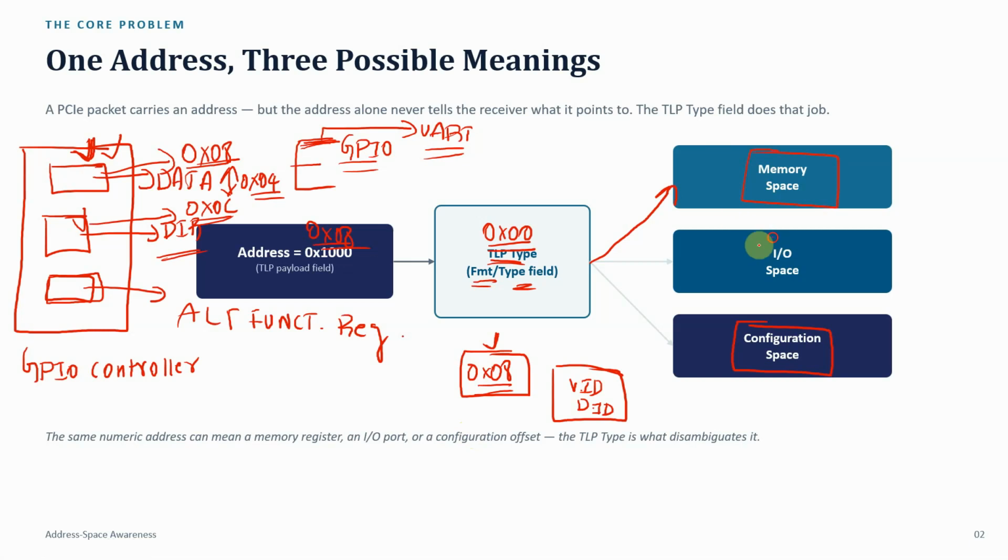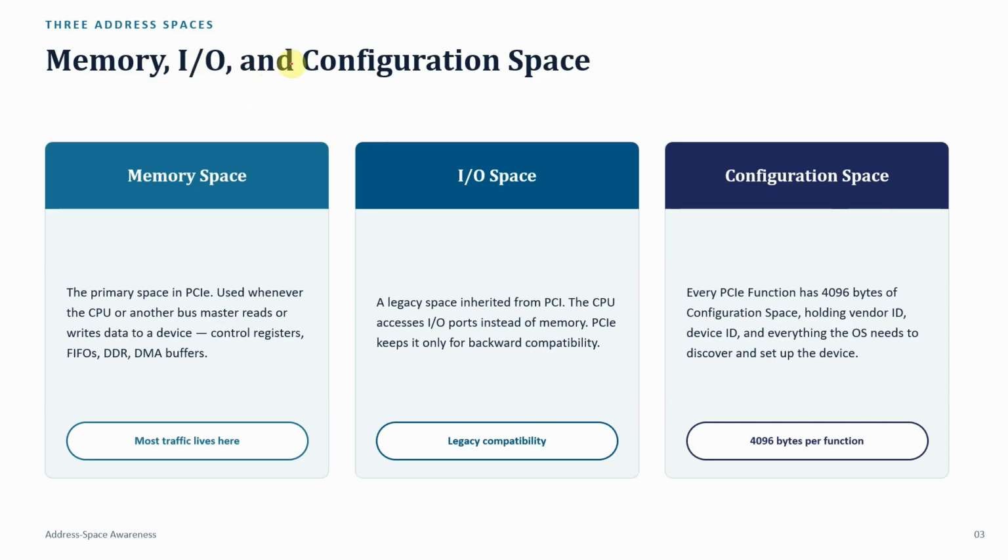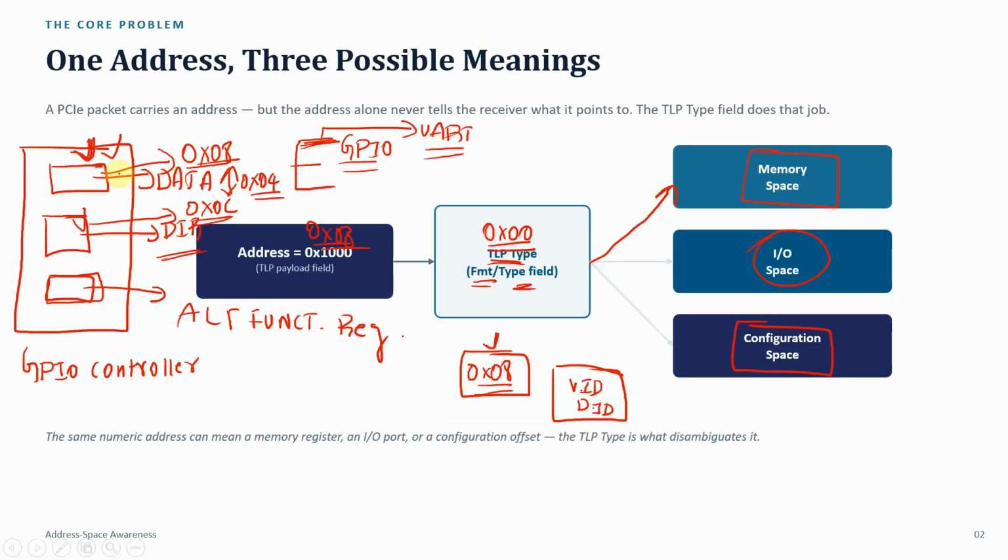And next is IO space. So what do I mean by this IO space? We are going to discuss that now. We have different kinds of spaces, like memory space, IO space, and configuration space. The memory space is the primary space in PCIe, and it is used whenever the CPU or another bus master reads or writes data to a device, like control registers, FIFO, DDR, or DMA buffers, or data register, direction register, or alternate function register. If I want to access these registers, I'm going to access the memory space.